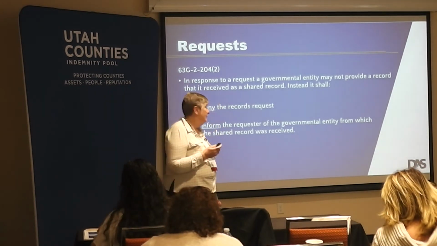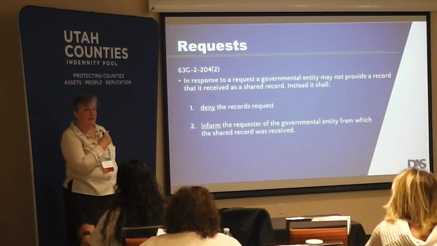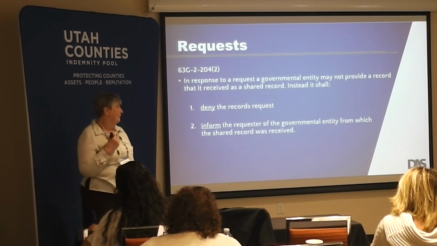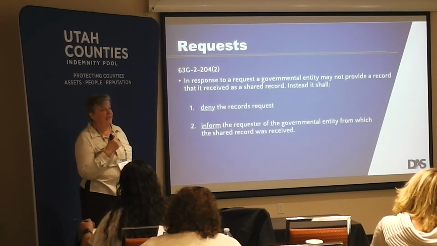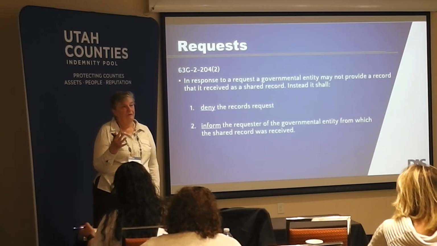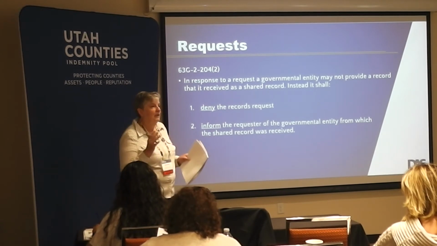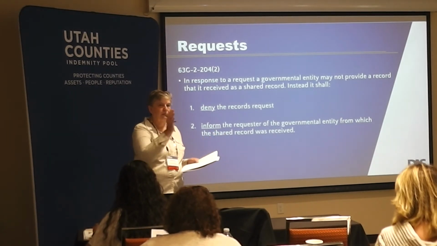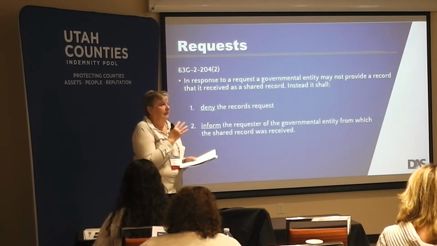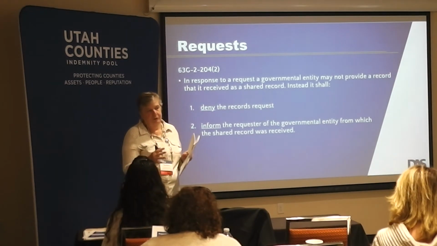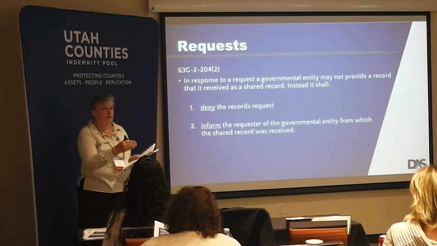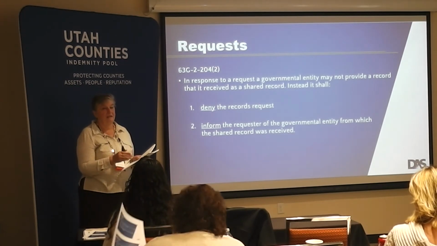Okay. So this is also new just this year in the law, and it's in response to a request: a governmental entity cannot provide a record that is received through record sharing, but instead should deny the request and inform the requester which governmental entity that record originated from. So that pertains to law enforcement, where lots of times police reports would be shared between governmental entities. In the past, governments tried to work out who's providing access, but now it's clear. If any governmental entity received a record from another governmental entity, they cannot provide access to it.